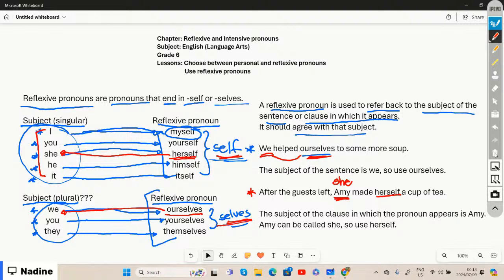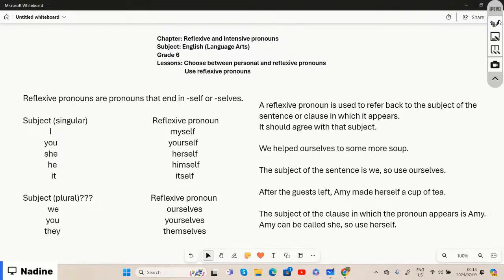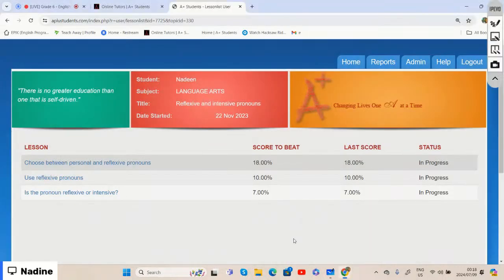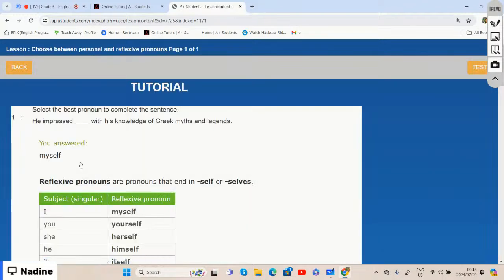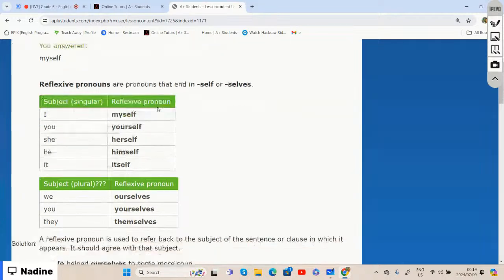All right, so now we're going to aplusstudents.ca, and we're going to the first lesson, which is to choose between personal and reflexive pronouns, and we're going to use reflexive pronouns. And once again, we see the reflexive pronoun, right?